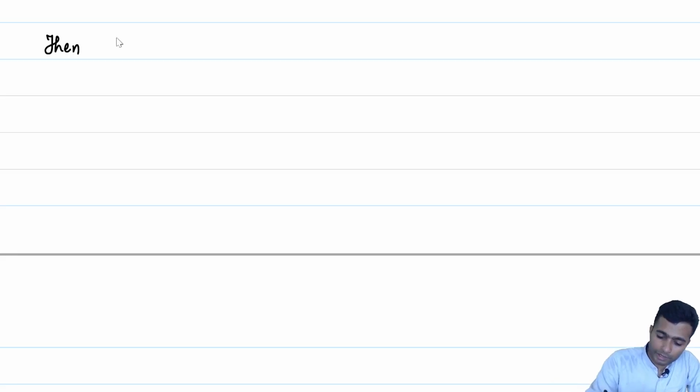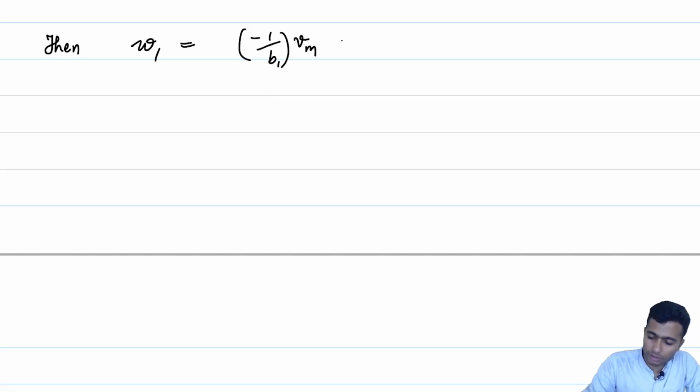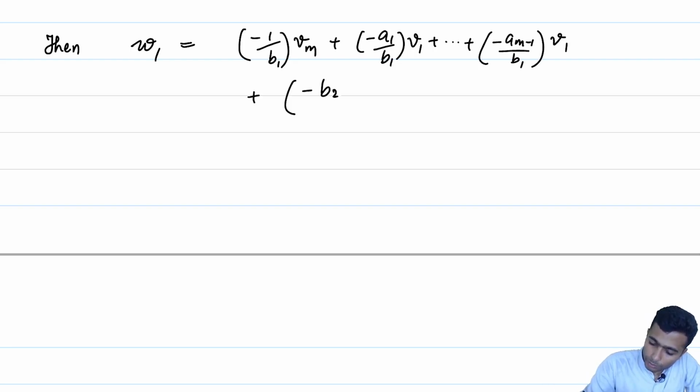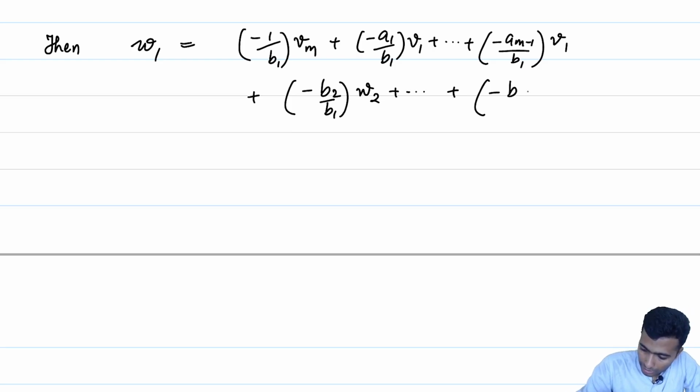Keeping star in mind, let me write down an equation. W1 will then be equal to minus 1 by b1 times vm plus minus a1 by b1 times v1 plus dot dot dot minus am minus 1 by b1 times v1 plus minus b2 by b1 times w2 plus dot dot dot minus bn minus m plus 1 by b1 times wn minus m plus 1.